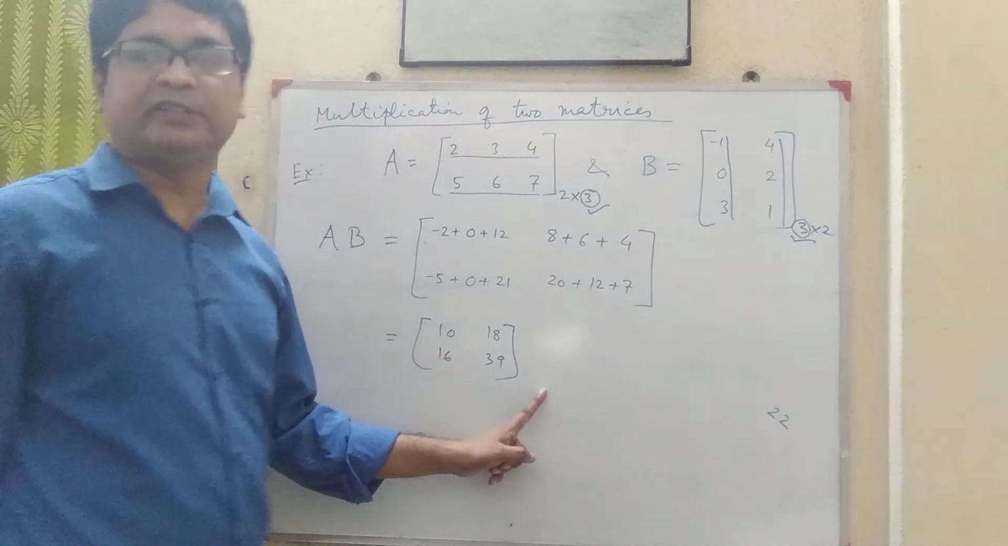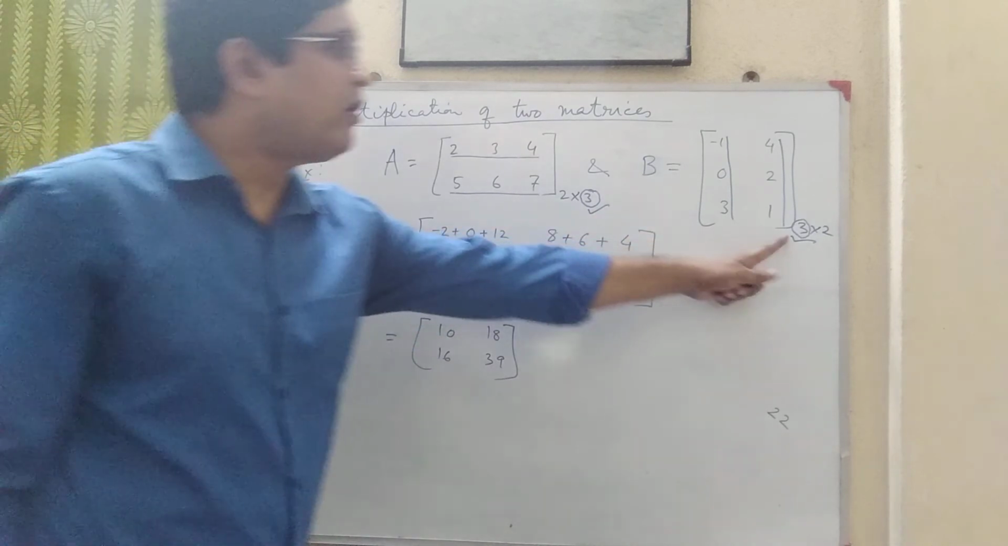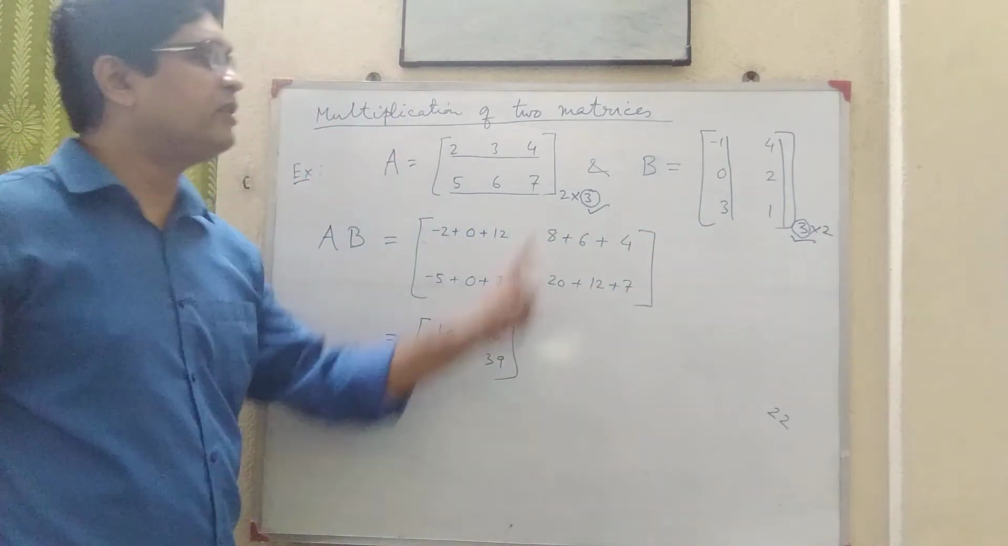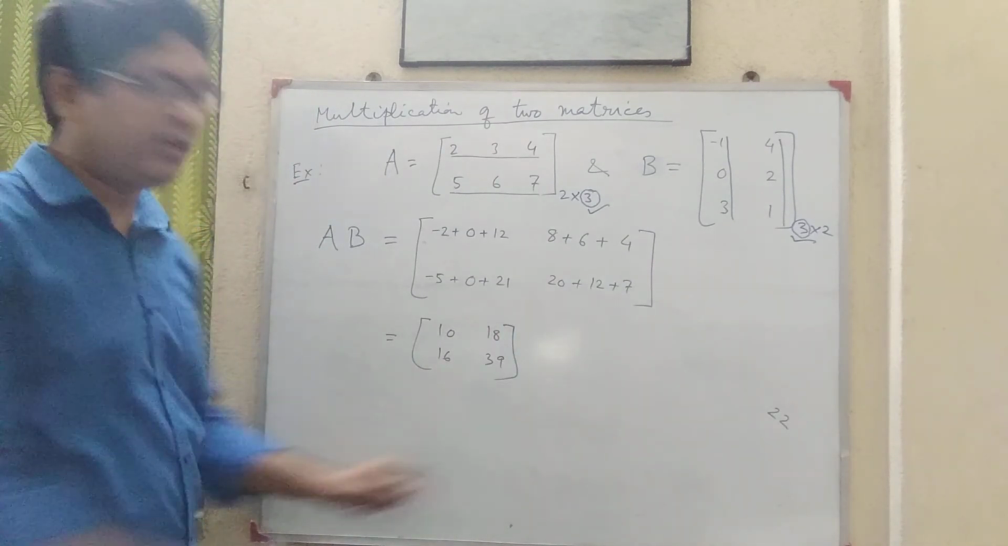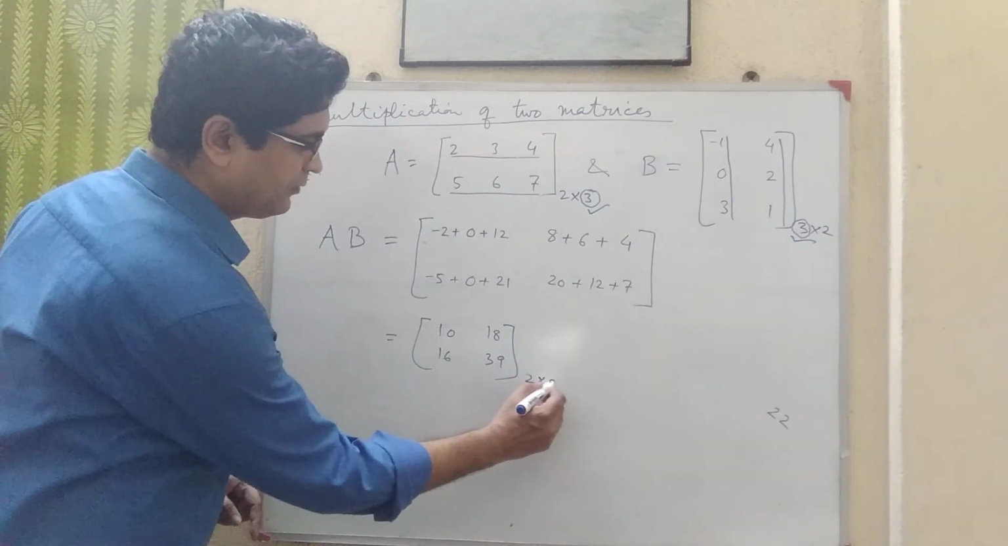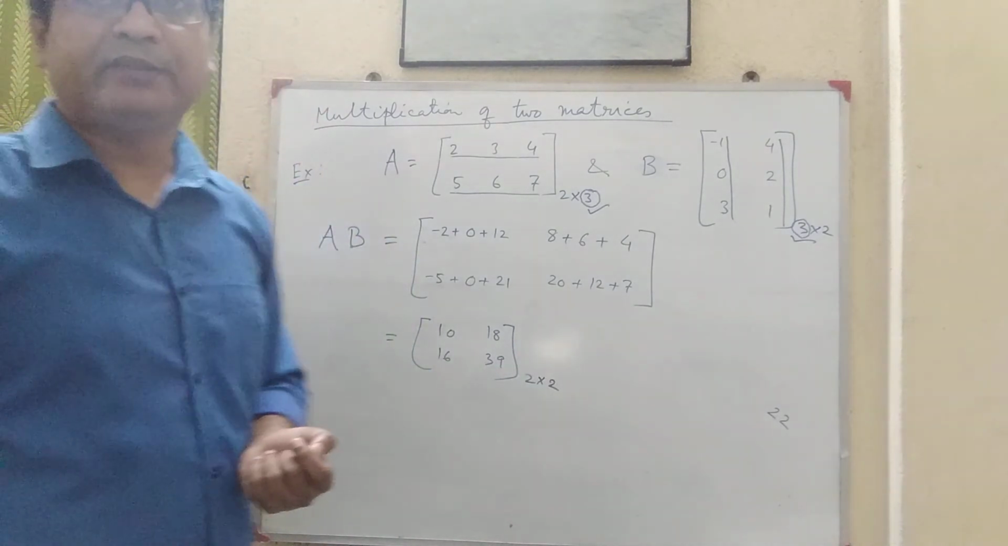order of the result matrix. You see that here the order is 2 by 3, and here the order is 3 by 2. So the result matrix must have the order 2 by 2, and you check that it has the order 2 by 2. This is the process of matrix multiplication.